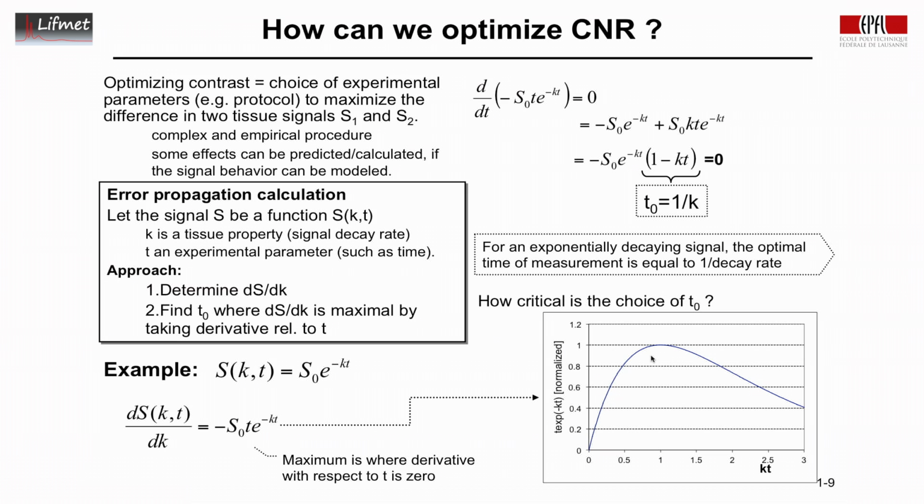It doesn't have to match exactly 1/k, and if we have two different tissues, it is not so critical as long as we are close to the optimum. This practically means if you have two different tissues with two different k's, then your t0 is somewhere between 1/k1 and 1/k2, somewhere between those two values. One can, of course, calculate that. So here's the optimum in the design.